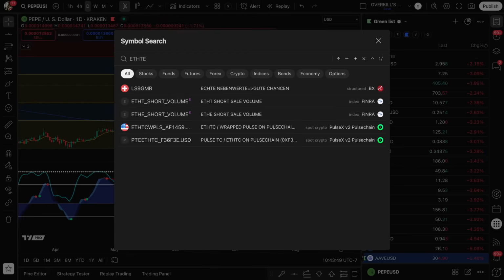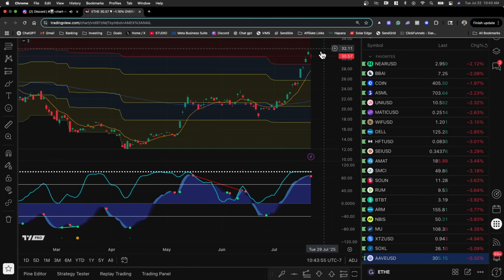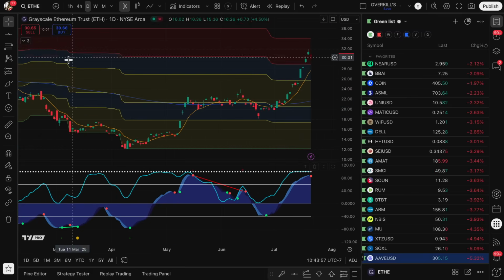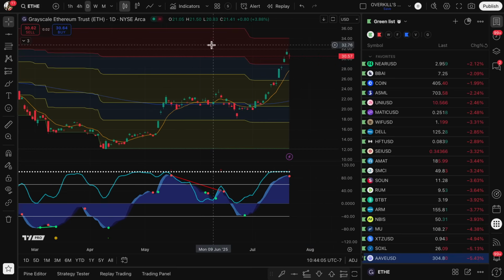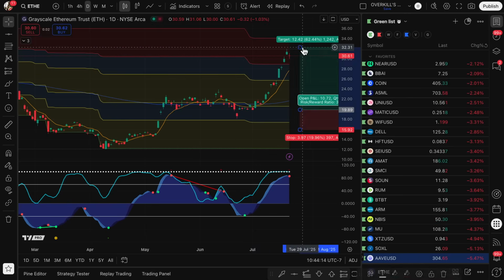ET. Is that a Grayscale Trust? Ethereum ETF. See, that one's up here in the red zone. It's giving you a red dot. So if it was me, I would either sell or I would set a stop loss. I mean, I would take some off here. I would have to sell some here and wait for a pullback. Again, I'm not saying it can't keep going to the moon, but if you got in here at 20 bucks, you're up 50%, dude. You're up 62%.